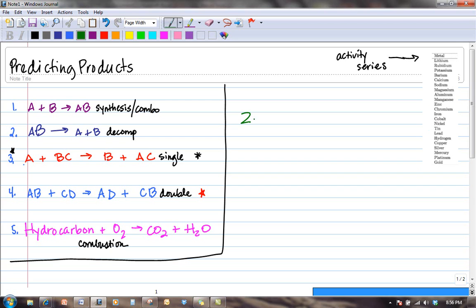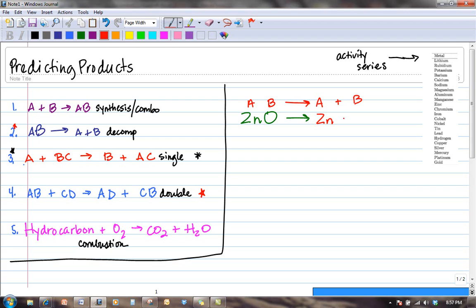Let's see. Let's try zinc oxide. And we want to see what this one's going to be. Start again by assigning a letter to every element. I'm starting out with AB. Well, the only type of reaction that starts out with AB would be the decomposition reaction. So that means that zinc oxide is going to fall apart. And the only way that zinc oxide can fall apart is into zinc and oxygen. That's going to be A plus B.